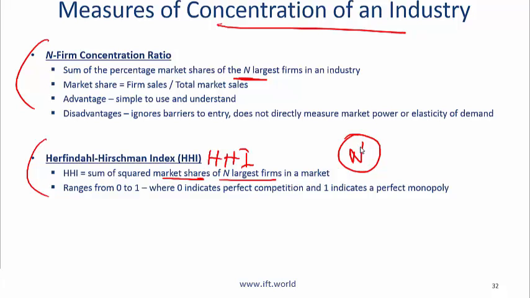If you have a monopoly, then what's the market share of the one company? It is 1. The square of 1 is 1. So you will have an HHI of 1. A number close to 1 indicates high concentration.